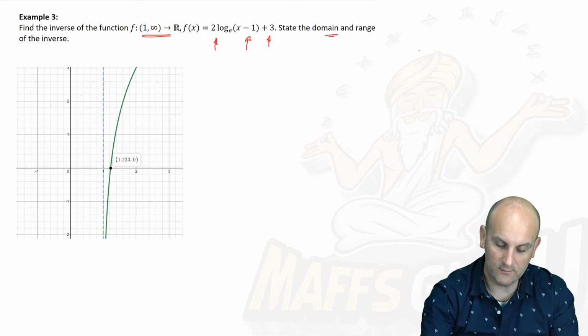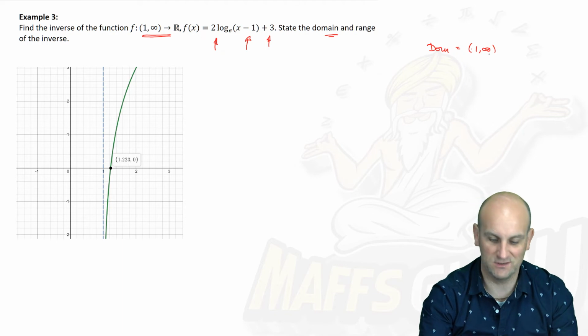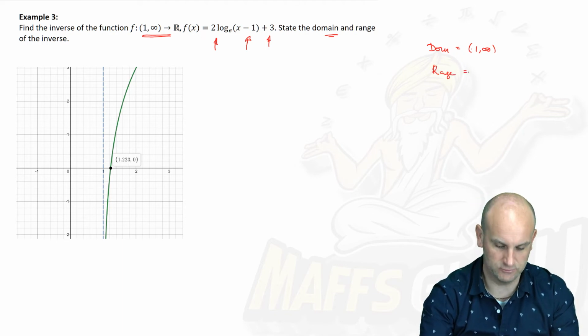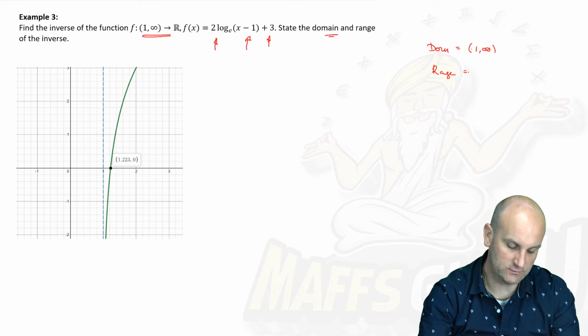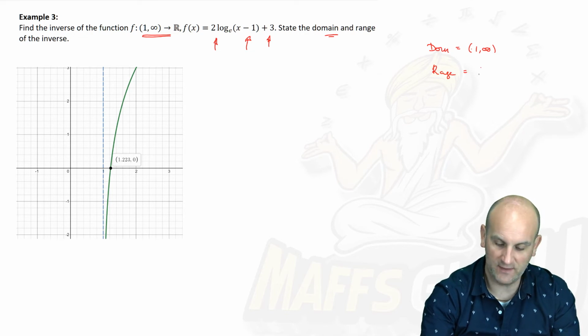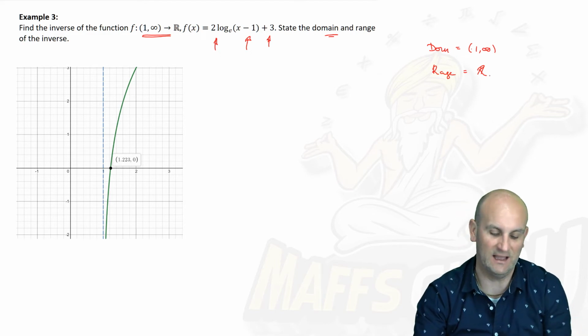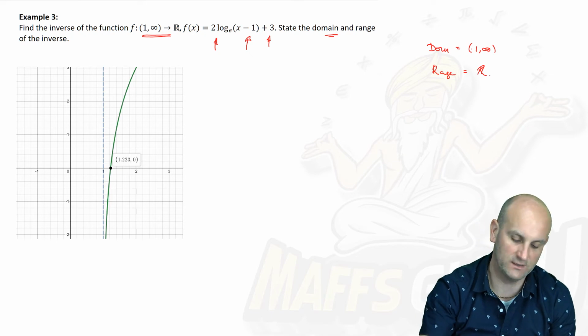So what I'm going to do now is over here I'm going to write, well, I know the domain of that function is actually 1, infinity, which they already gave me in my function notation. And my range is equal to, what is my range? Well, in fact, in this situation, all real values. Right, so that's going to help me a little bit later on. Let's do some algebra to find the inverse of that function.